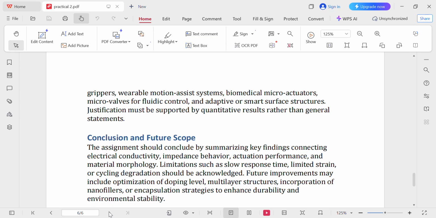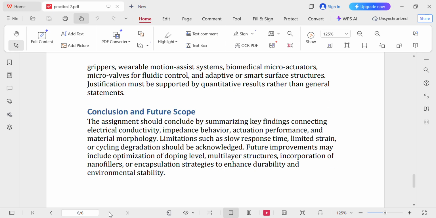And next is conclusion and future scope. The assignment should be concluded by summarizing the key findings, connecting electrical conductivity, impedance behavior, actuation performance, and material morphology. Limitations such as slow response time, limited strain, and cycling degradation should be acknowledged.